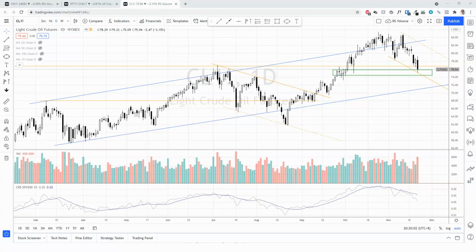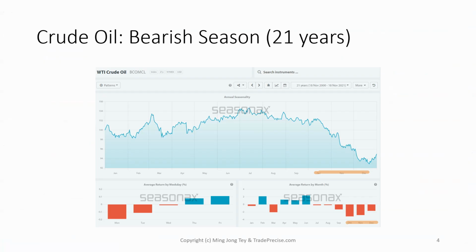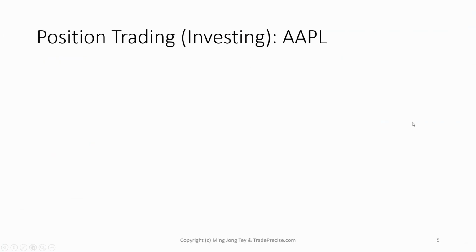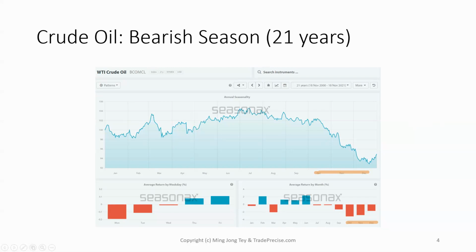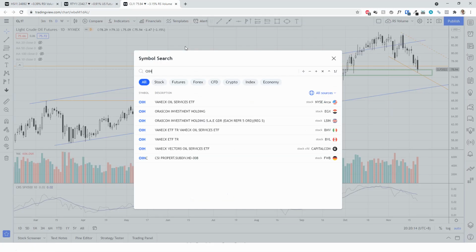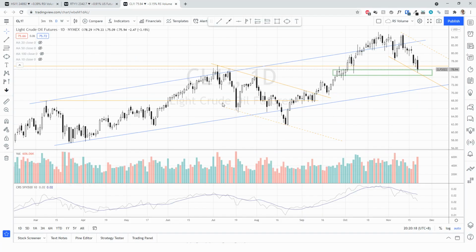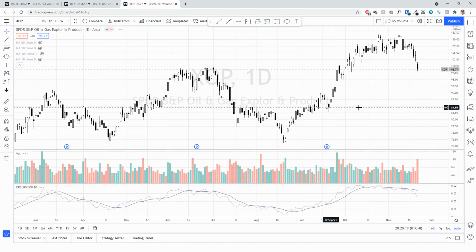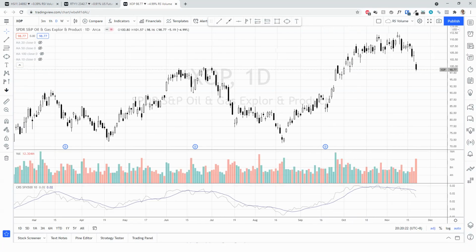Let me see what else. Okay, nothing, but let me show you the ETF. I think that will be XOP, the oil and gas exploration and production ETF. You can see that it just broke down from this immediate support level.